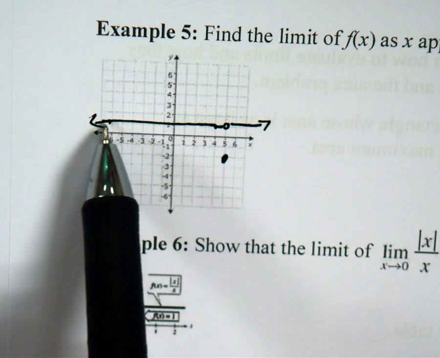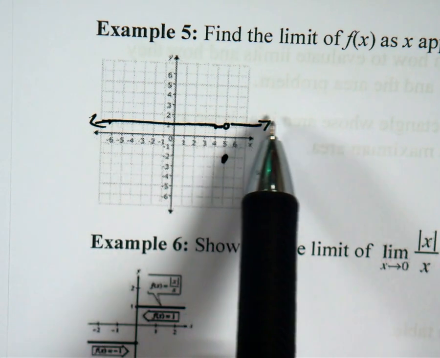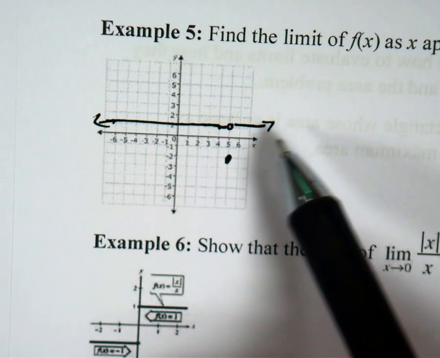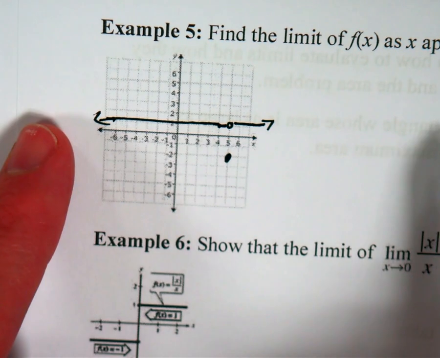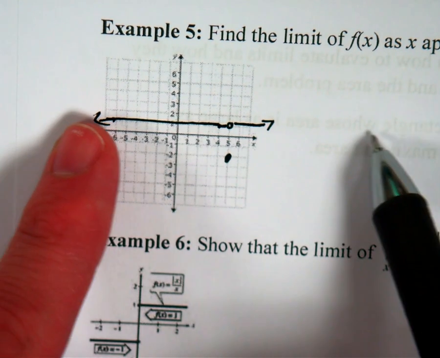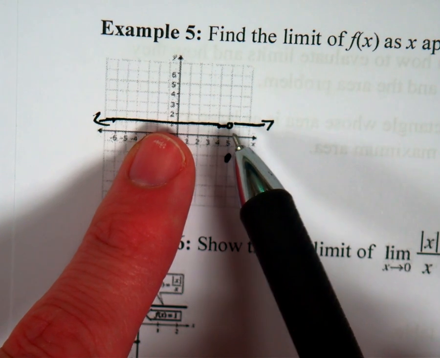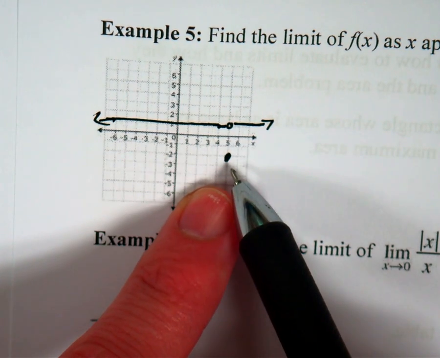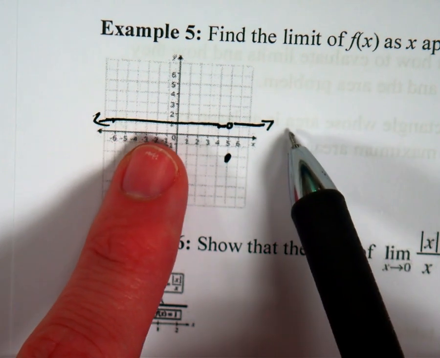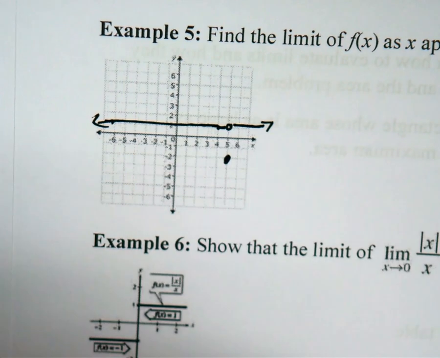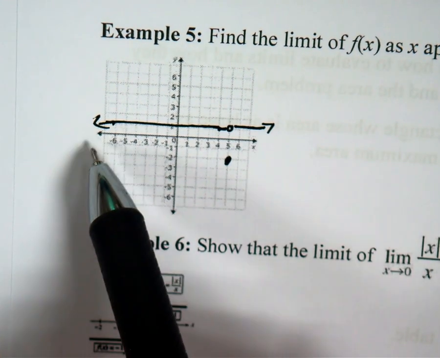So it's 1, 1, 1, 1, boop, negative 2, boop, 1, 1, 1. As we approach from the left, and as we approach from the right, it's solid 1s. So even though the actual answer of the function is negative 2, our limit is going to be 1, because as we get infinitely close, it's still 1.